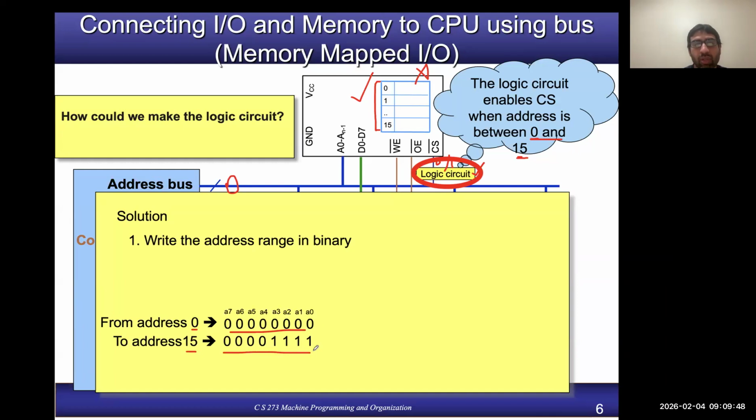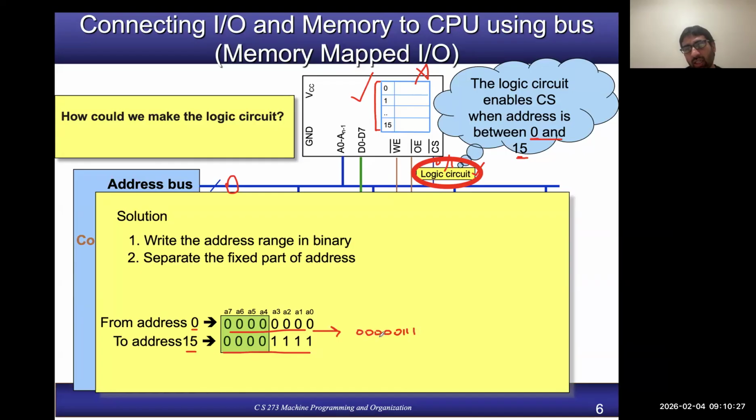Then the next step is to separate the fixed part of the address. You look at the bits which remain fixed, which do not change between the minimum address and the maximum address, which are basically the higher 4 bits, A4 to A7. They stay 0. The other bits, A0, A1, A2, and A3, can change depending upon the address value within the range. For example, if the address is 7, what will be the 8-bit binary of 7? Address 7 will be this one.